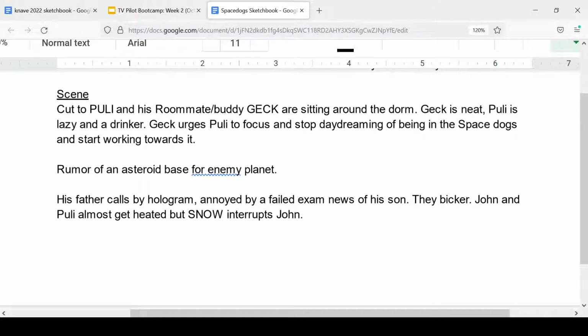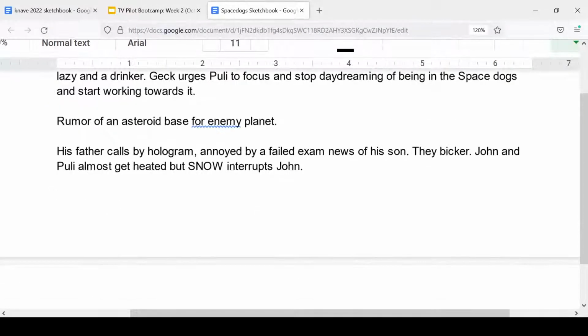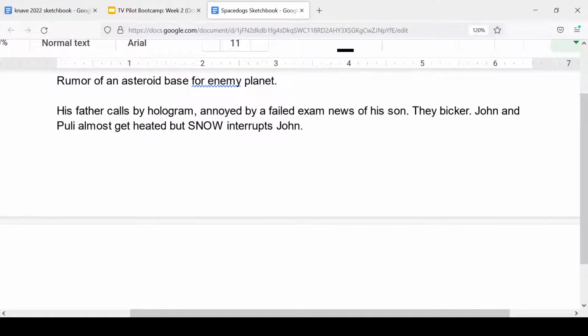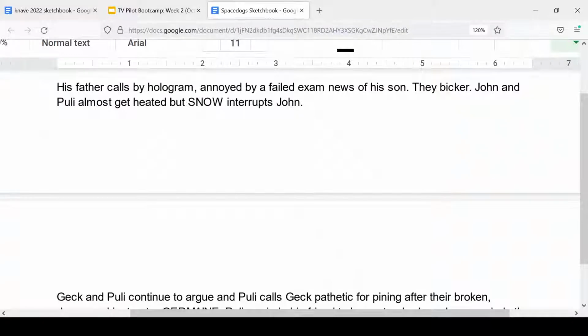Geck urges Pulley to focus and stop daydreaming of being in the Space Dogs and start working towards it. There's a room over an asteroid base for an enemy planet. In orbit around an enemy planet, I guess? Something like that? No, in orbit around theirs. Okay. But you can find it.